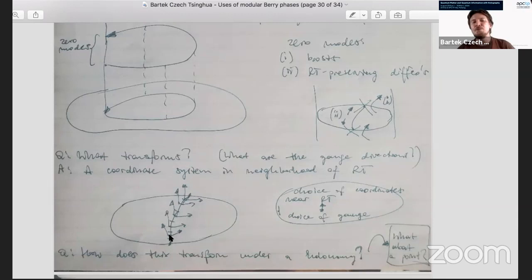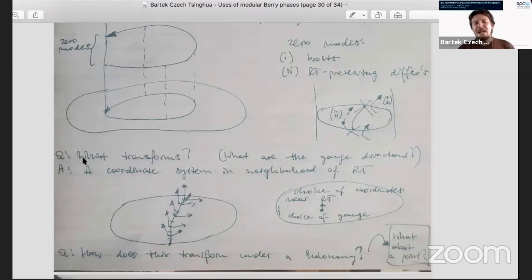Because if I use a boost, then this frame can be mapped to one frame, or to another frame, and that's what boosts do. But this information, this set of ticks plus a little frame, is exactly what I need to make a small choice, a choice of coordinates in a small neighborhood of the RT surface. And so different gauges, or different modular frames in the geometric language, are basically different choices of coordinate systems in the neighborhood of an RT surface.